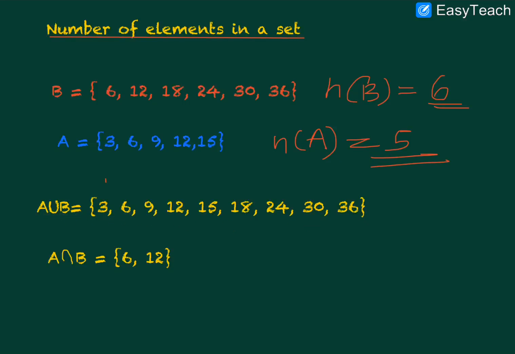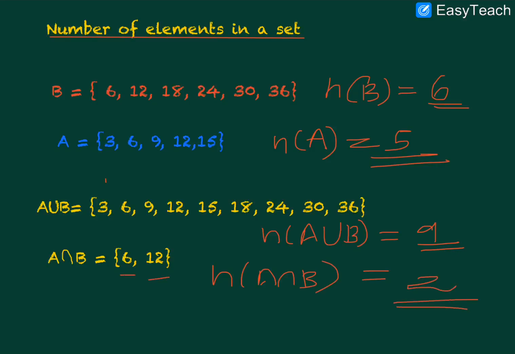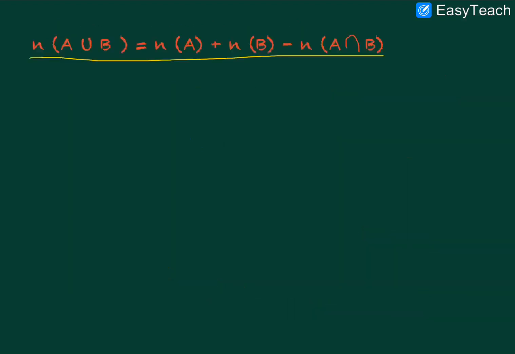Again another set is given, that is A union B. We also have to find n of A union B, the number of elements in A union B. We can count 1, 2, 3, 4, 5, 6, 7, 8, 9. So n(A union B) is 9. And for A intersection B, n(A intersection B) has two elements, 1 and 2. So n(A intersection B) will be 2. So we have found n(B), n(A union B) and n(A intersection B).